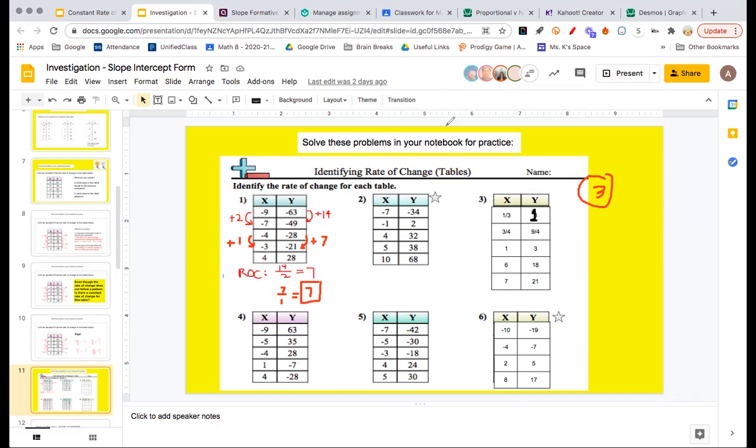Okay, so our final task today in the last 10 minutes would be to pick 3 of these problems. Obviously, we've already done this one, so you can't pick that one. So we have to do 3 of them. Yeah, let's do 3 of these. Find the rate of change in 3 of these tables.